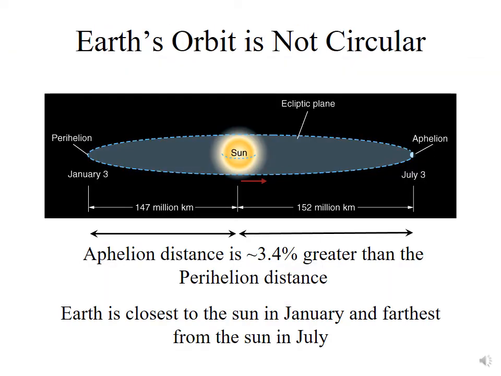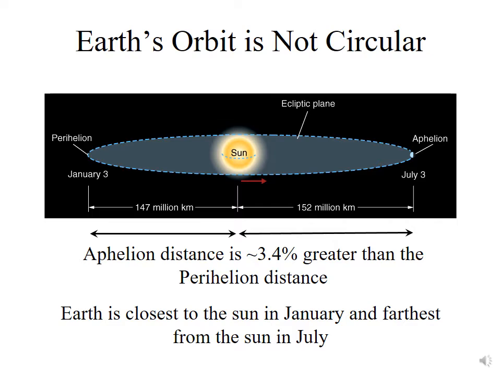The orbit of the Earth around the Sun is not circular. It is elliptic, and we are further away from the Sun during certain times of the year and closer to the Sun during other times of the year.